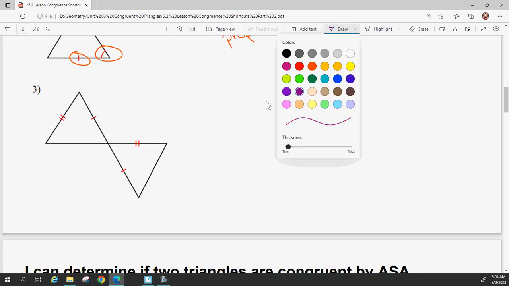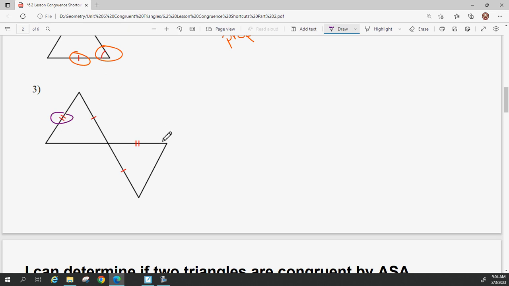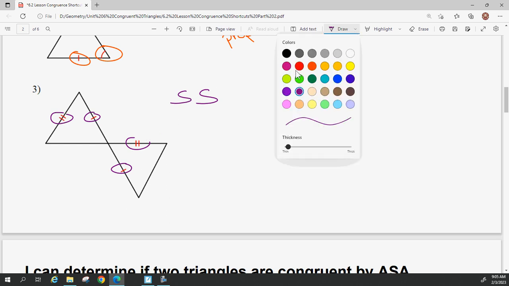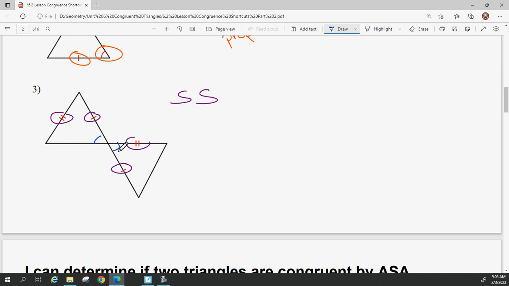Here I'm going to look. I have a pair of sides congruent, another pair of sides congruent. I have vertical angles there, so I have a pair of angles congruent. That pair of angles is not between the two sides, so I can put it here. And this is not one of our ways to show triangles congruent.